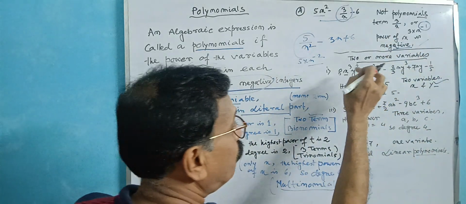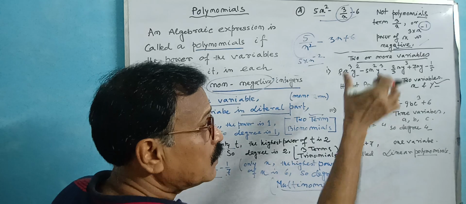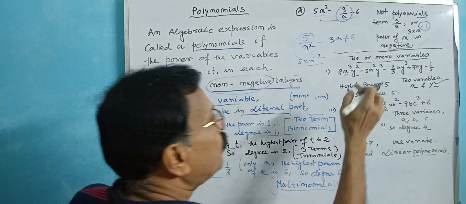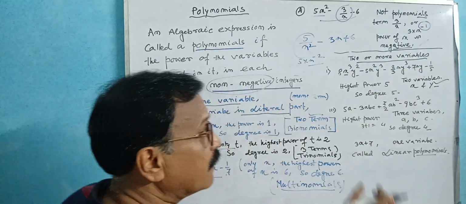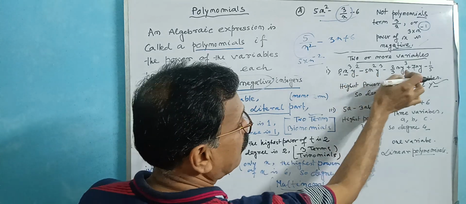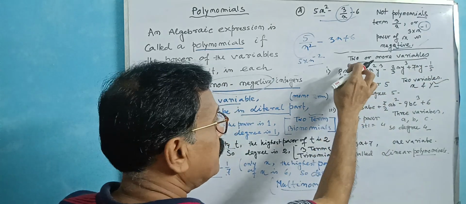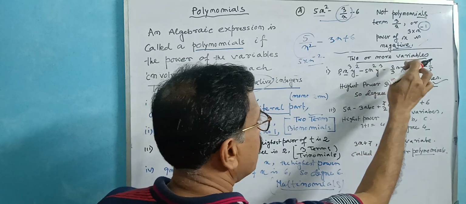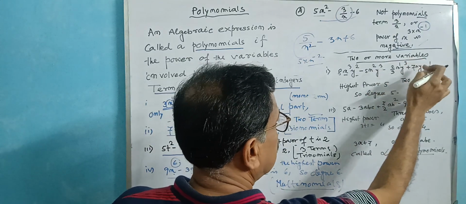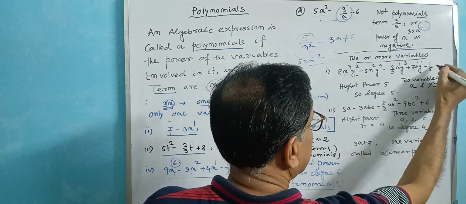Okay, so there are 5 terms up there. This is a polynomial, yes, because there is no negative power in the literal part. Here the power is 3, here 2, here 2, here 3. Here it is 1. There it is 3, there 1, 1, and here it is actually 1 by 5.